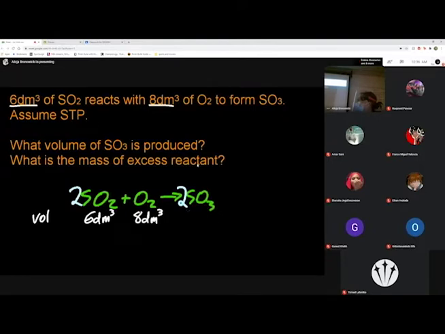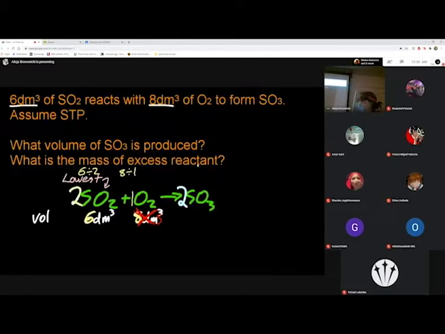This is excess and limiting as well. So which is the excess and which is the limiting? Just like before, 6 over 2 and 8 over 1. Which is the lowest number there? Yeah, 6 over 2 is lower. So the lowest is the limiting. This is the limiting reagent. The other one's wrong. 8 decimeters cubed, that's too much. It's excess.